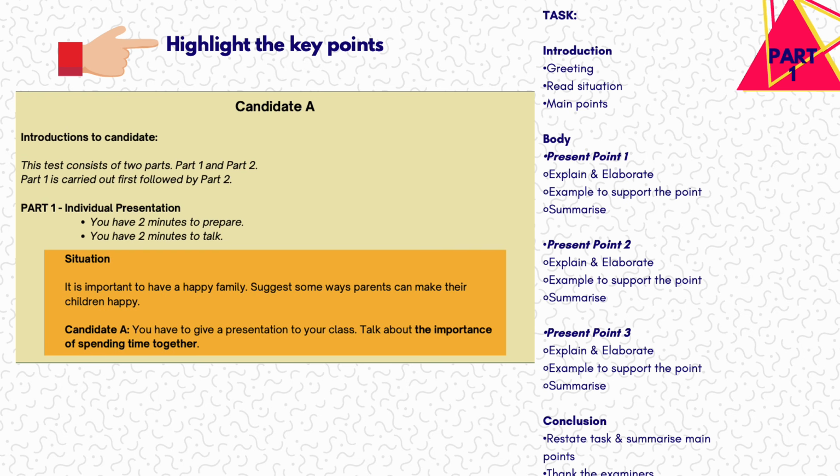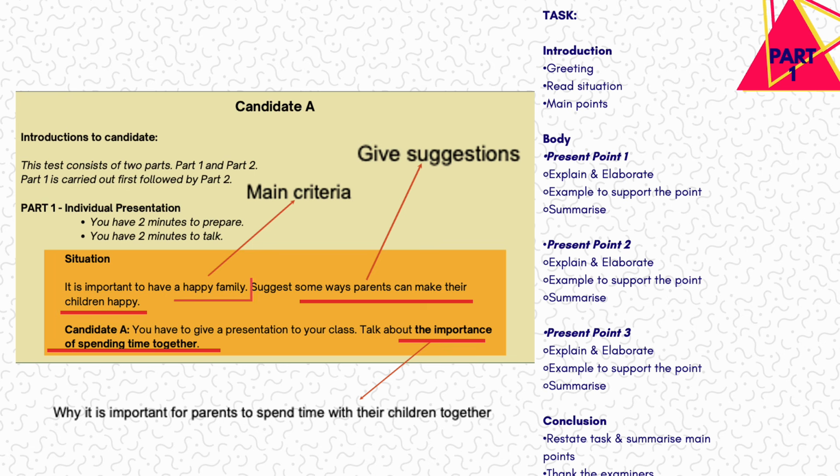When you first read the task sheet, you should highlight the key points. Take this sample as an example. Here's the situation. It is important to have a happy family. Suggest some ways parents can make their children happy. Candidate A, you have to give a presentation to your class. Talk about the importance of spending time together.